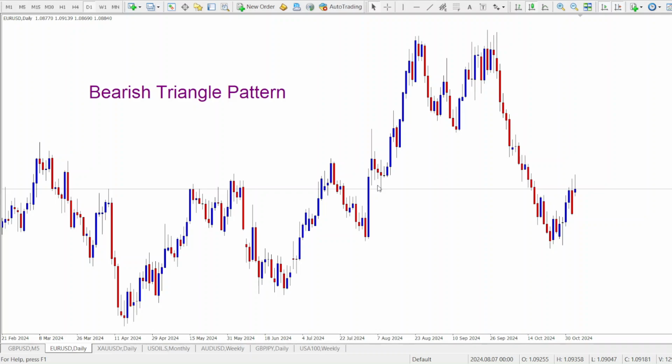This pattern is crucial for understanding market dynamics, especially when you are trying to gauge potential price movements. So if you are ready to unlock the secrets of this powerful trading tool, make sure to stay till the end of this video so that you don't miss out on even the tiniest detail.